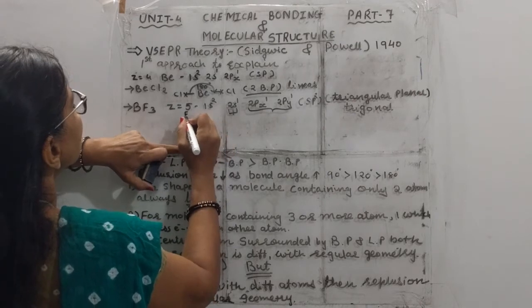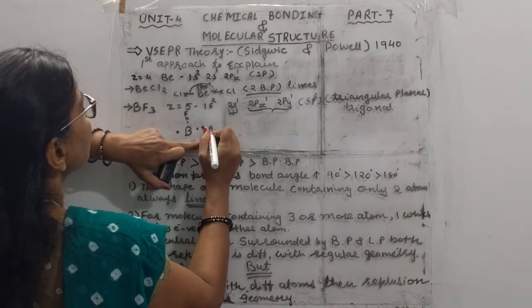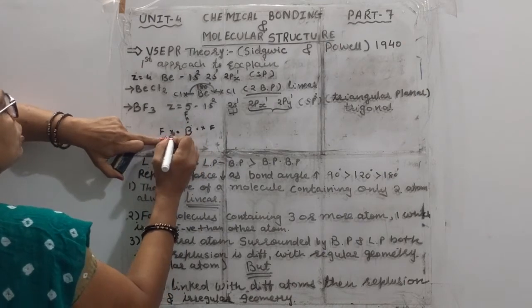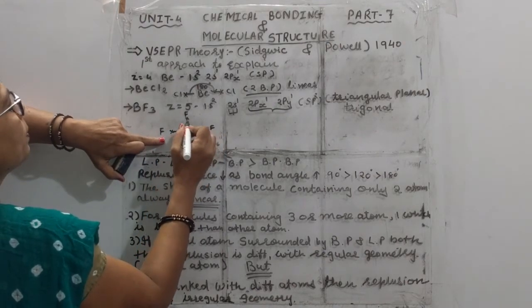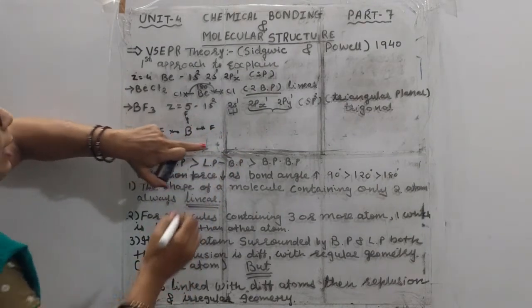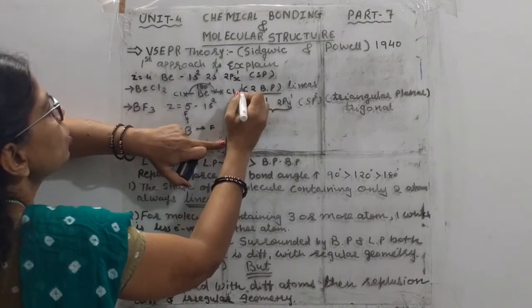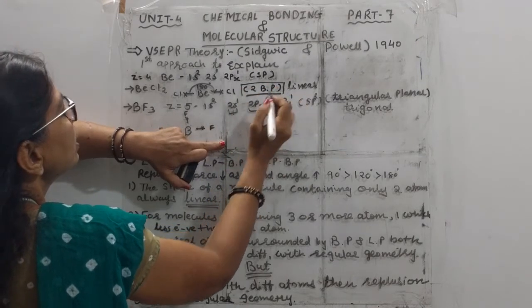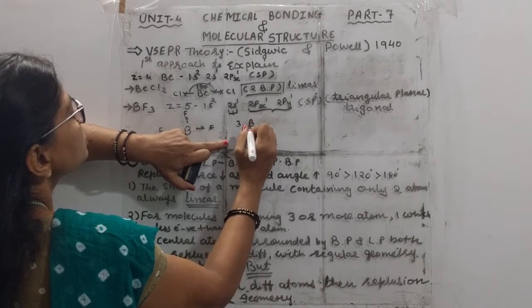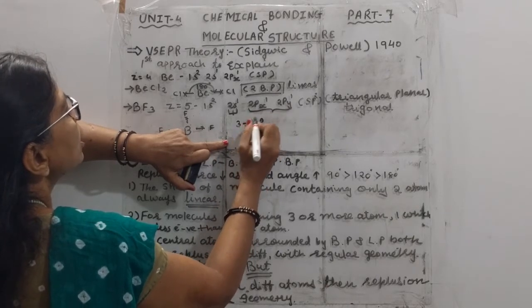So F, and this is for F. Here it is a bond pair and a bond pair. How many bond pairs are there? Here we have taken 2 bond pairs. Now here it is 3 bond pairs.